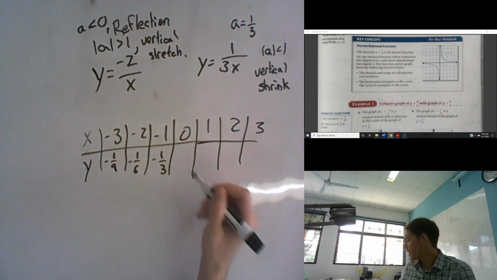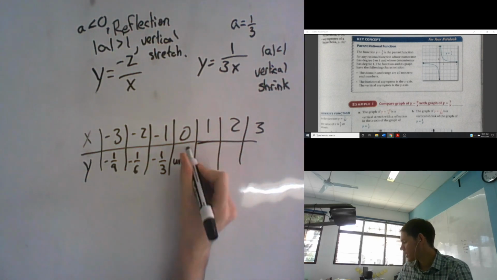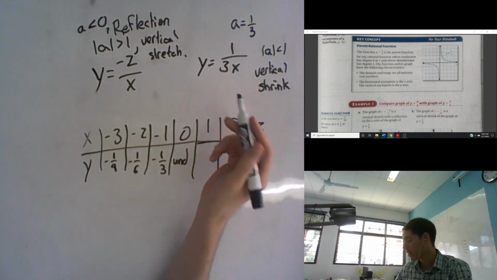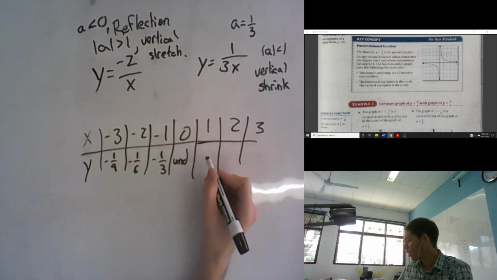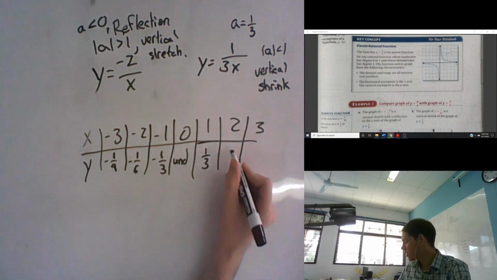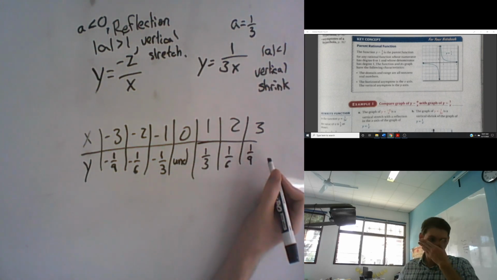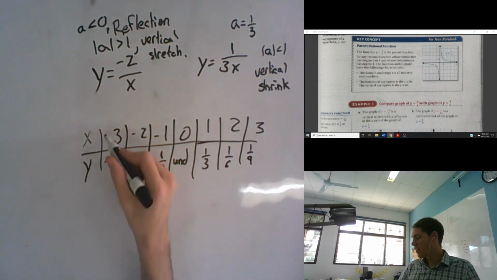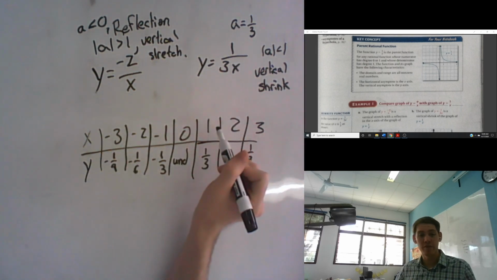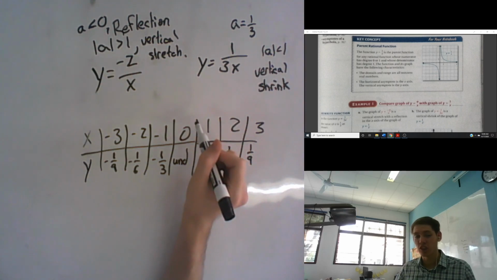Okay, and then 0 is obviously undefined because 3 times 0 is 0, and then we can't have that. So 1 is going to be 1/3, 1/6, 1/9. Now people, if you really didn't want fractions here, then our x values would have to have been fractions. Okay, that's the tricky part.